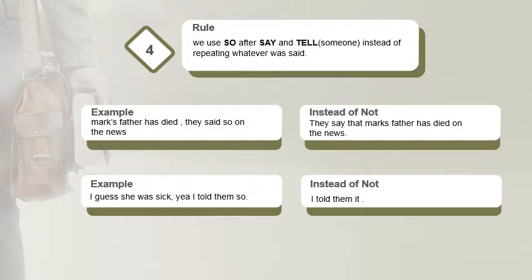Second example, I guess she was sick. Yeah, I told them so. Instead, we don't say I told them it.